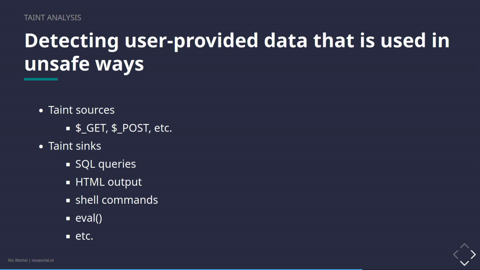And what are taint sinks? For instance, a SQL query or the HTML output. And if data from a taint source can be traced to end up in one of the taint sinks, it means that our application is insecure and is vulnerable for this kind of stuff. Assuming that we don't filter the data in between or that we sanitize it.